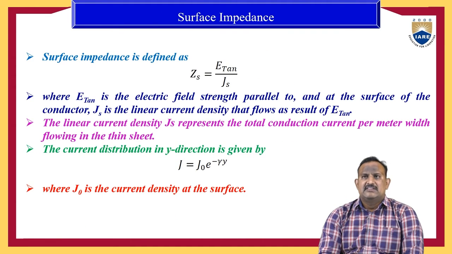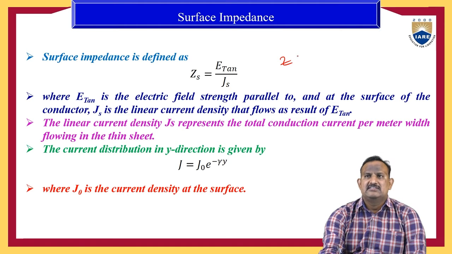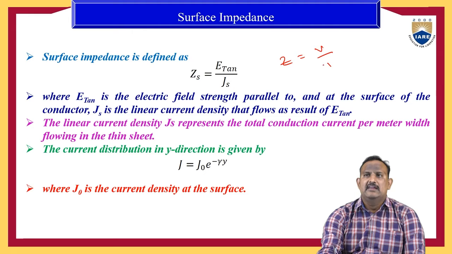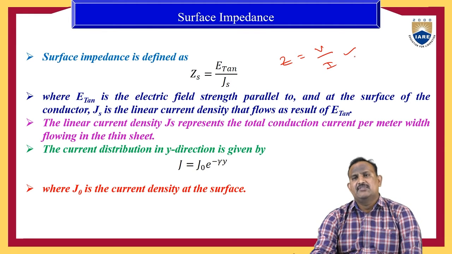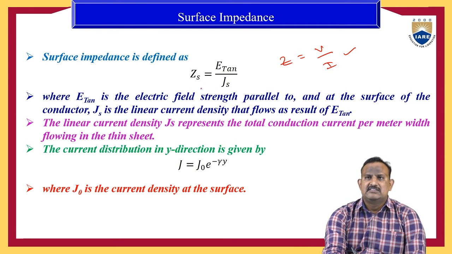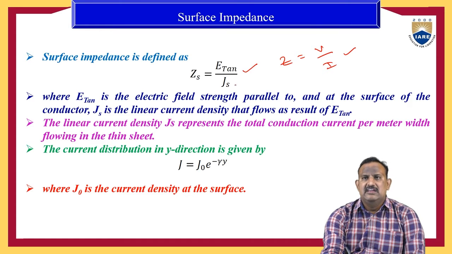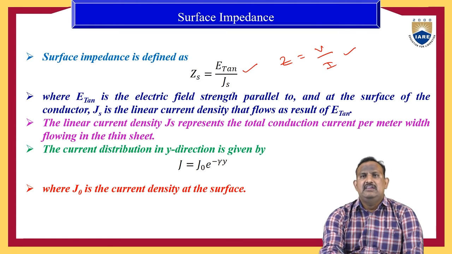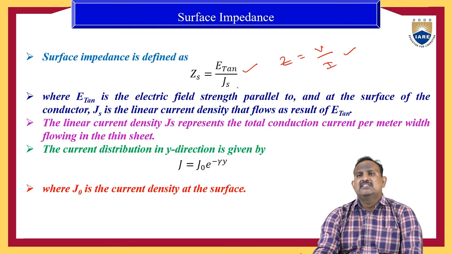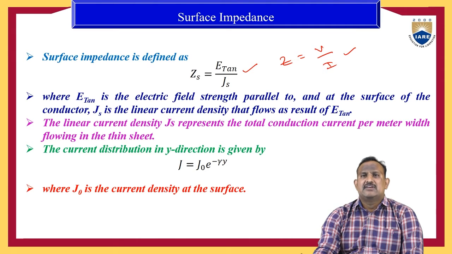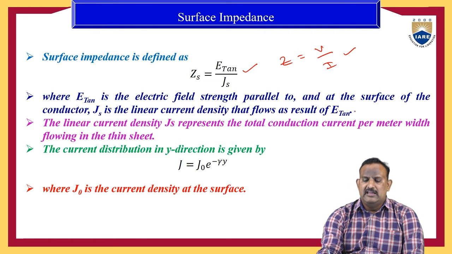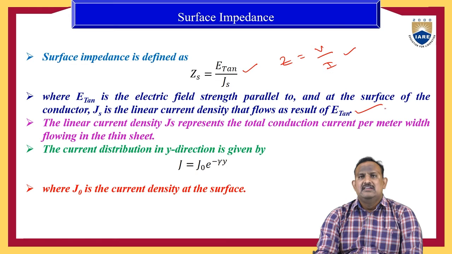Next, we'll discuss the surface impedance. Generally, impedance can be defined as Z equal to V by I. But here we are defining the surface impedance Zs as equal to E tan by Js, where E tan is the electric field parallel to the surface of the conductor, and Js is a linear current density that follows as a result of E tan. Js is a current density, E tan is the electric field tangential component.